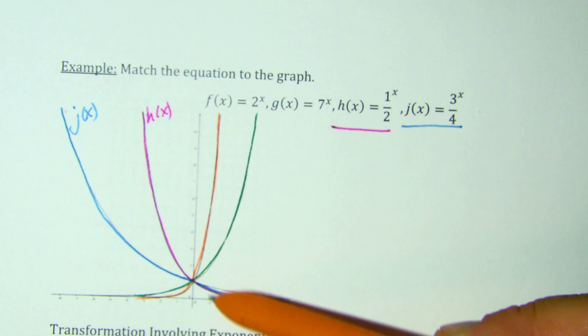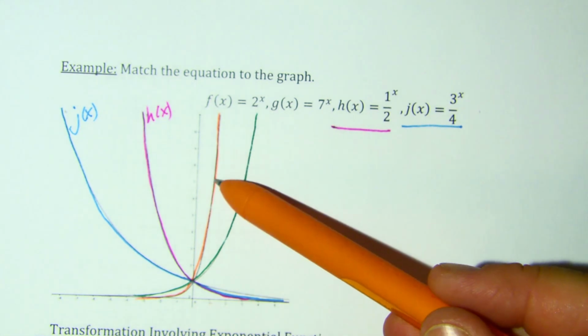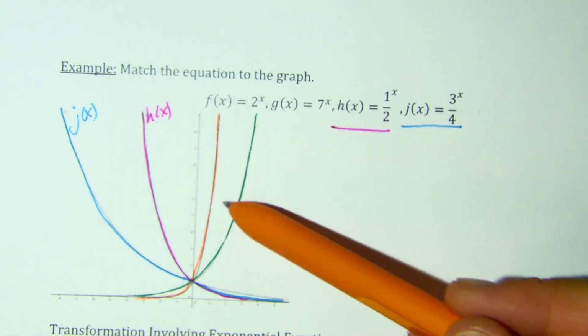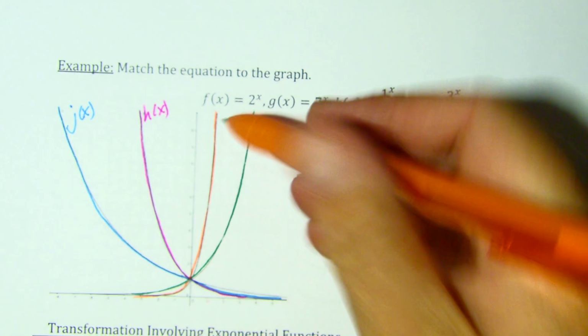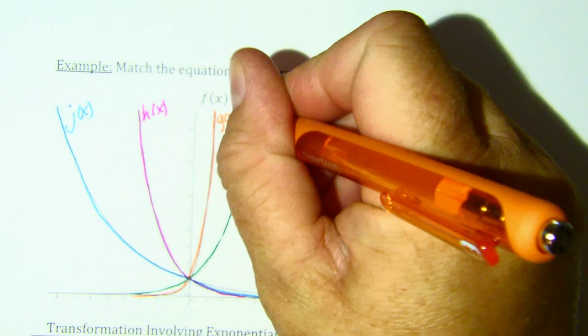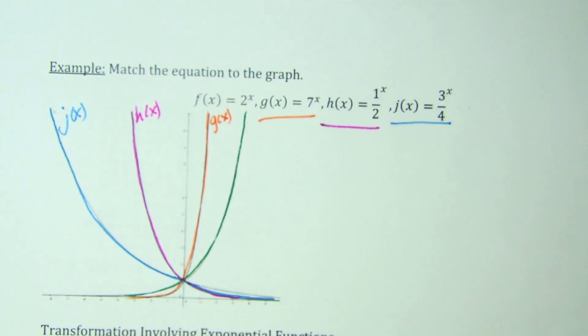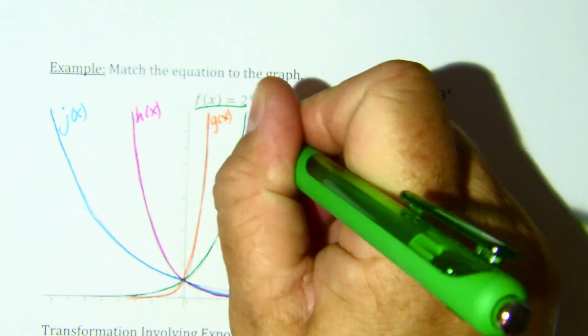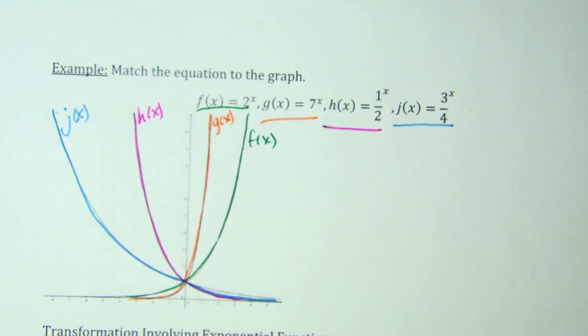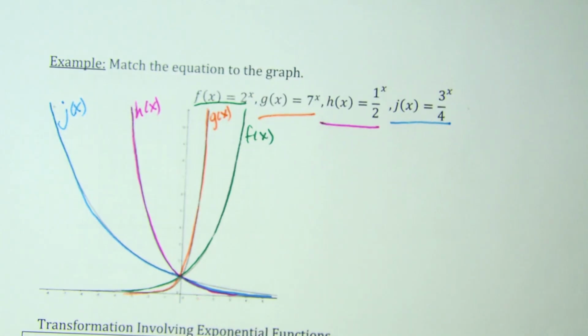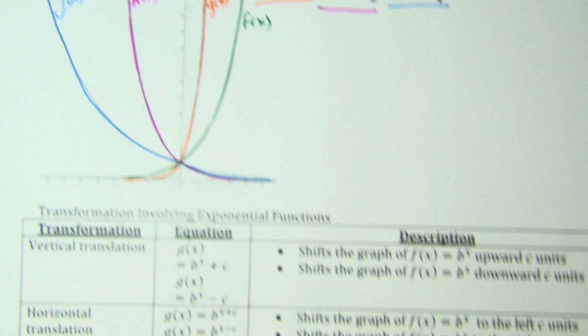If I plug in 1, I'm already up at 7. 7 to the first power is just 7. So this one is g of x, and it's growing very quickly with a base of 7. And then f of x is this green one here. Okay, so just to kind of compare some of those graphs.